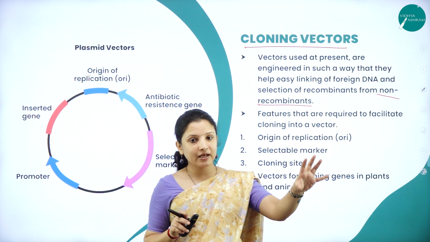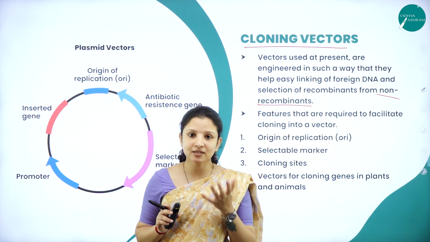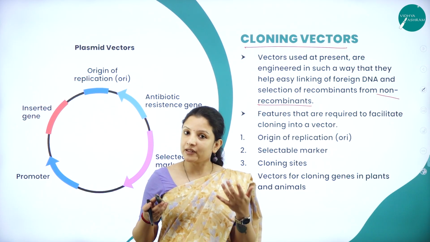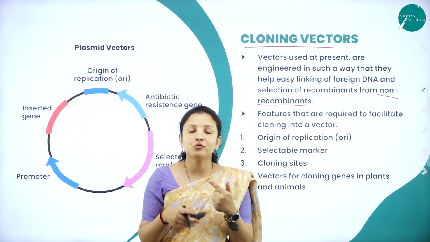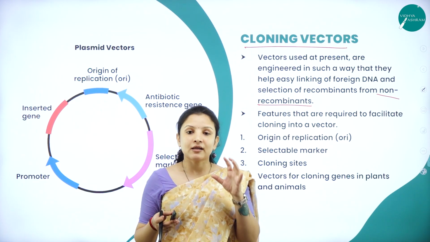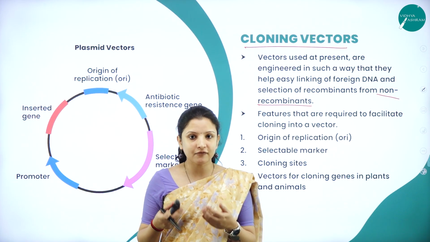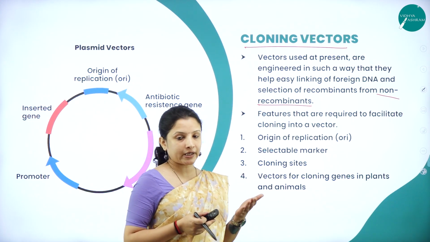Now the foreign DNA has been put into the vector. That vector is a bacteria, and obviously bacteria will multiply. When they multiply, this foreign DNA will also multiply in the bacteria, which means it will produce clones of that particular foreign DNA. That is why it is called a cloning vector.